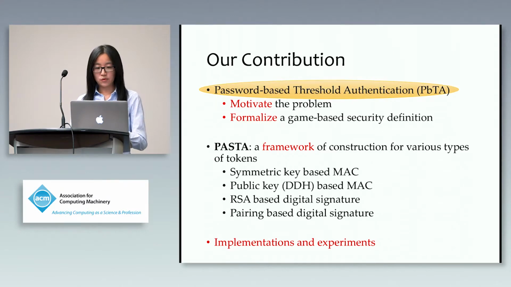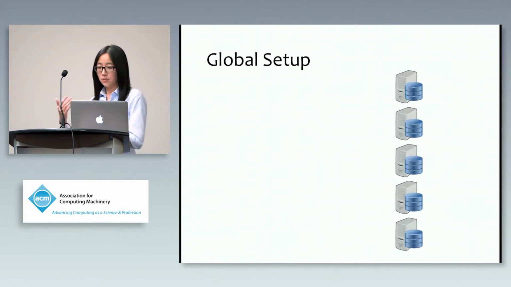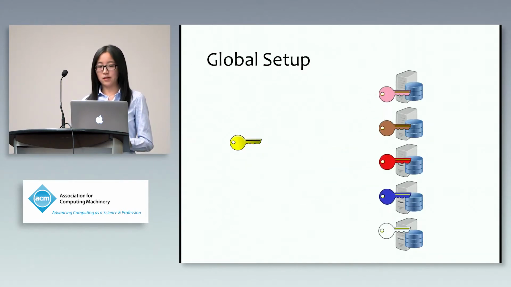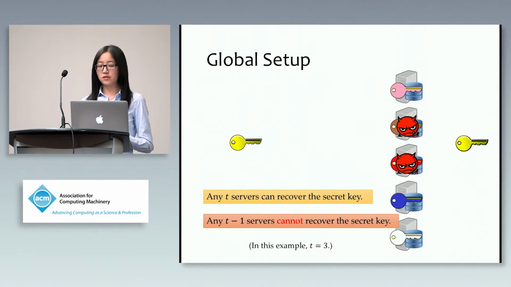Next, I will briefly look into the definition of PBTA. I won't give you the formal definition, but I want to give you a better sense of how it is defined. So a PBTA protocol consists of several phases. First, there is a global setup phase, a bunch of servers, and a secret key is shared among them. We have the guarantee that any t servers can jointly recover the secret key. On the other hand, if up to t-1 servers are corrupted, they cannot recover the secret key. So this is a global setup. It's done only once at the beginning of the system.